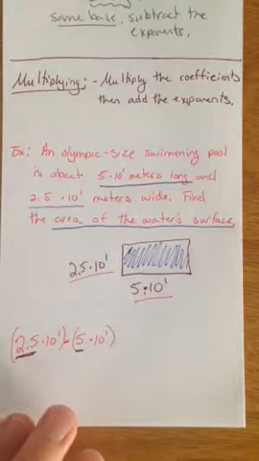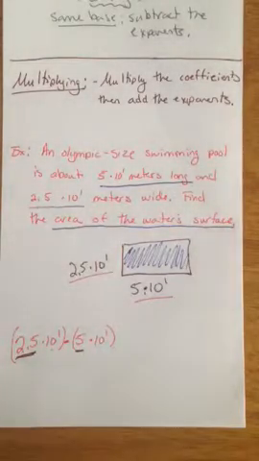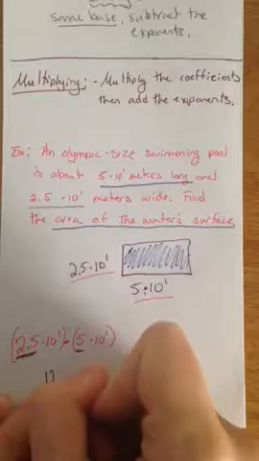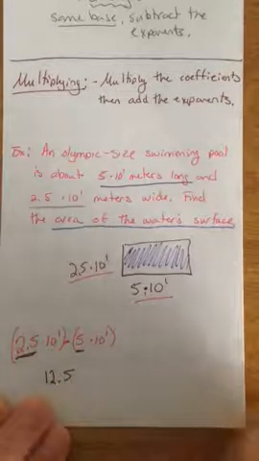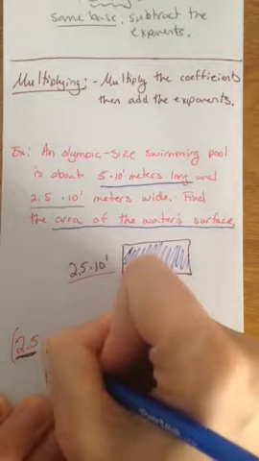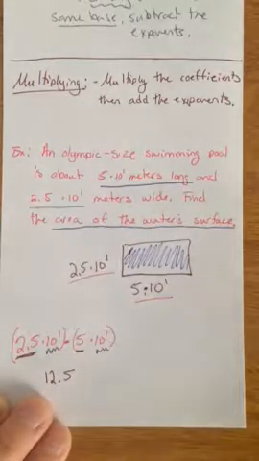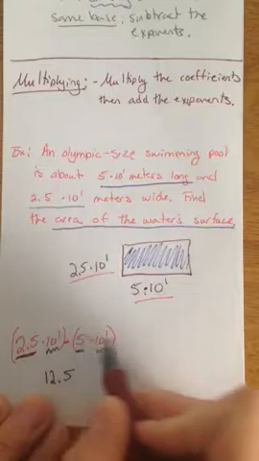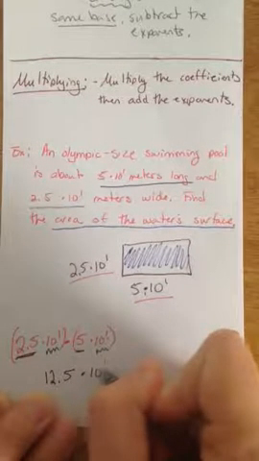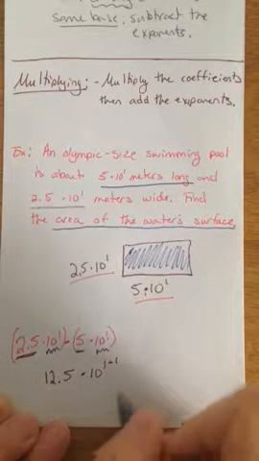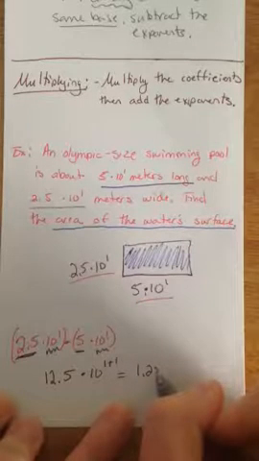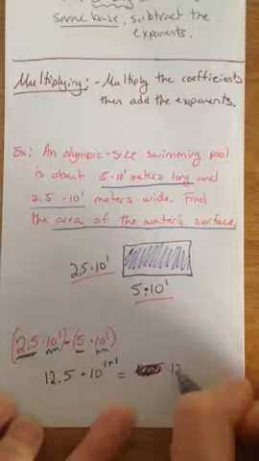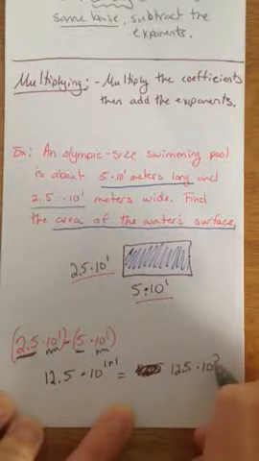And you would be allowed to use a calculator for this. So 5 times 2.5 is 12.5. When I look at my bases, or my tens, it's 1 and 1, so it's the same base and I'm multiplying, so I add my exponents. So it's going to be 1 plus 1, which is 2. So 12.5 times 10 squared.